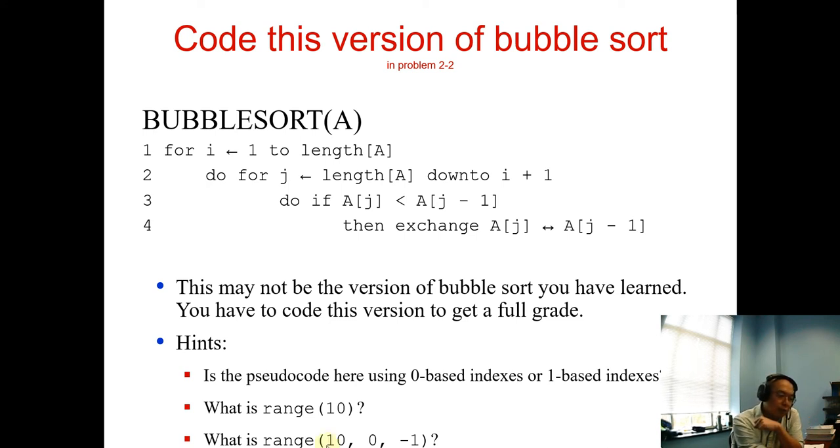A trickier one: how about range from 10 down to 0, with step size of -1? How many values are there inside, and what are they? We have 10. When we go down by 1, 9. We go down by 1, 8. And where do we stop? We stop at 0, but 0 is excluded. So this range should give you 10, 9, 8, all the way down to 1, but we don't have 0. Those are some hints, and you may need to use that when you code your version of the bubble sort.